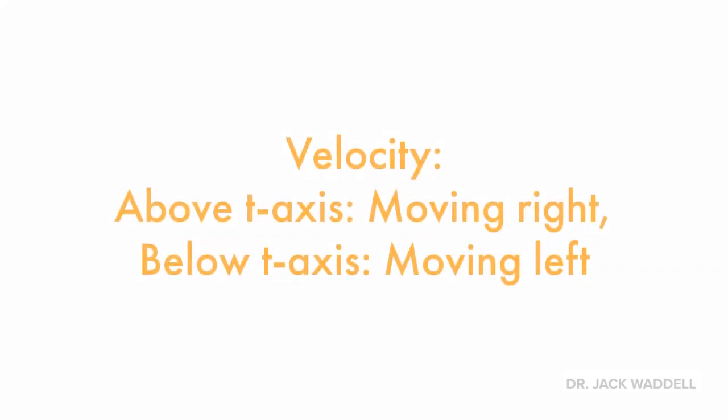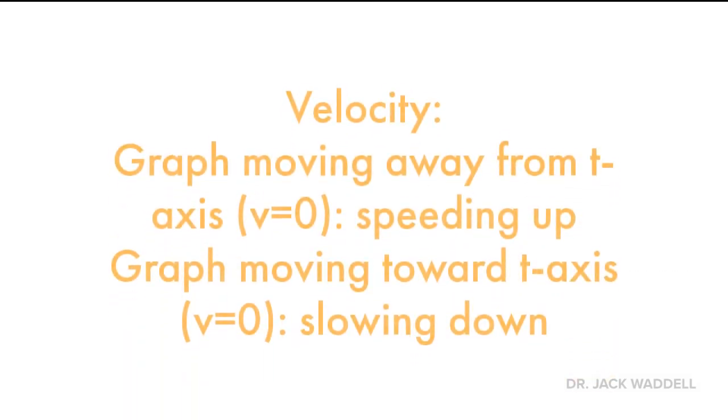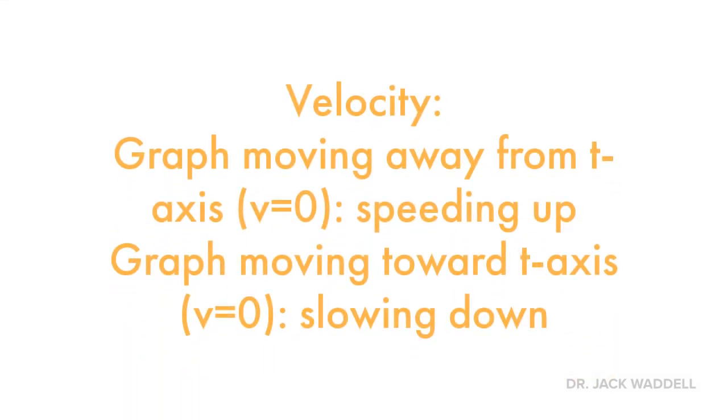If your velocity graph is above the t-axis, you're moving to the right, or whatever the positive direction is in your case. And if it's below the t-axis, you're moving to the left. If your velocity graph is moving away from the t-axis, you're speeding up. And if your velocity graph is moving towards the t-axis, you're slowing down.